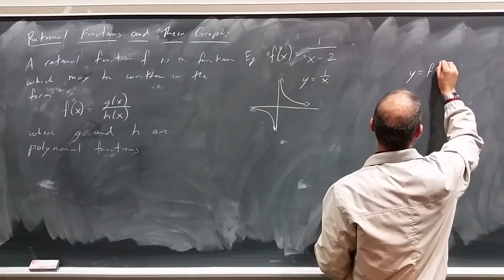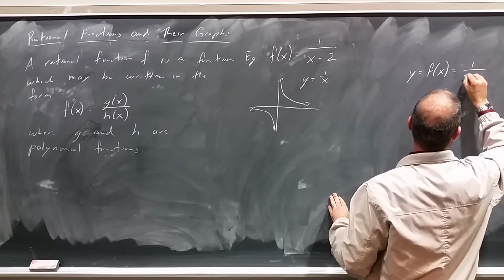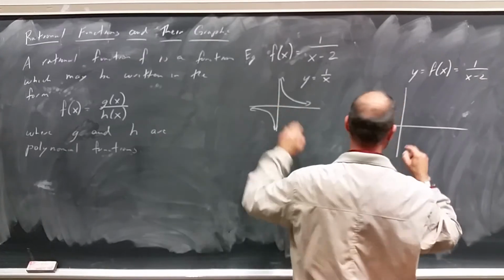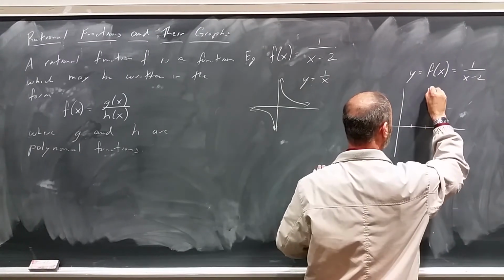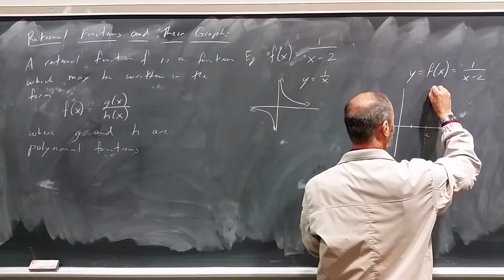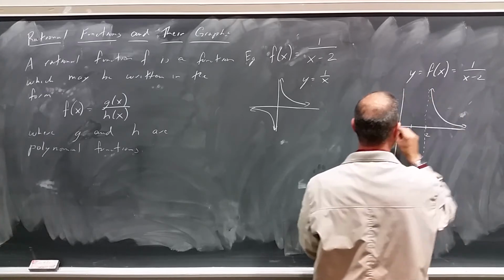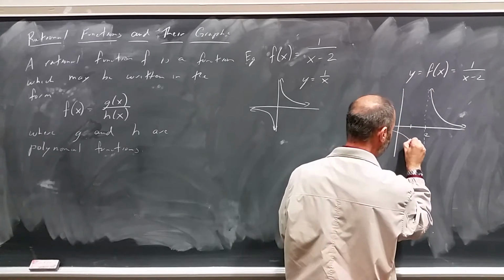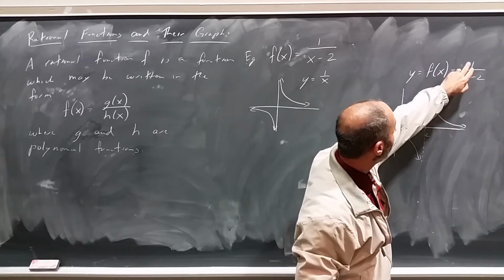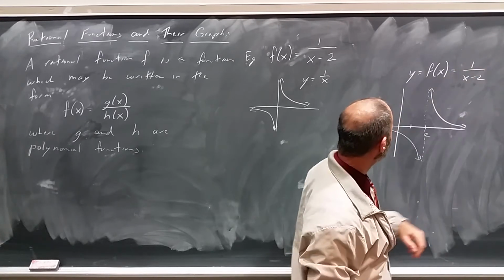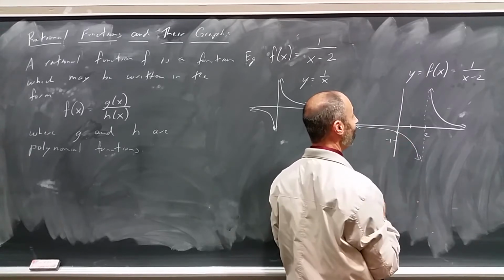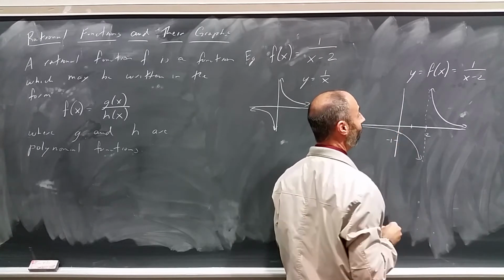So if we have y equals f of x equals 1 over x minus 2, we take this initial graph and shift it over 2 units to the right. The vertical asymptote shifts over 2 units to the right, everything shifts over 2 units to the right. And we end up with a graph which looks very much like this. By setting x equal to 0, we end up with 1 over 0 minus 2, negative 1/2. We can see that this graph crosses the y-axis at negative 1/2, in case we were interested in the y-intercept.